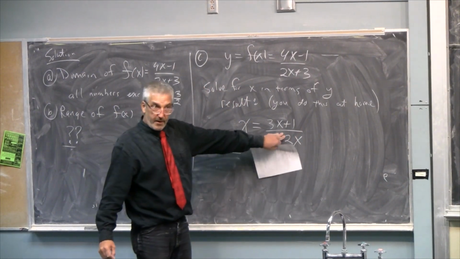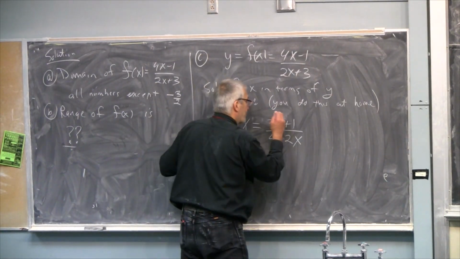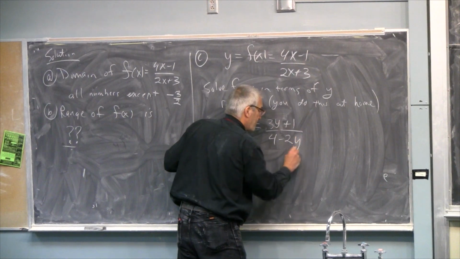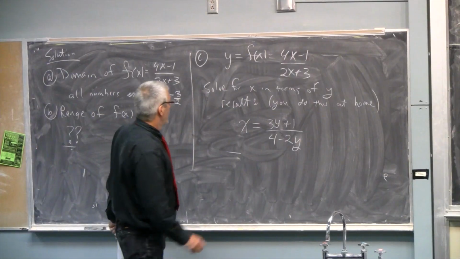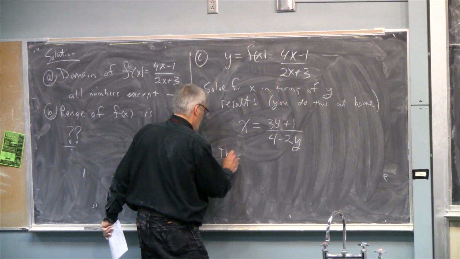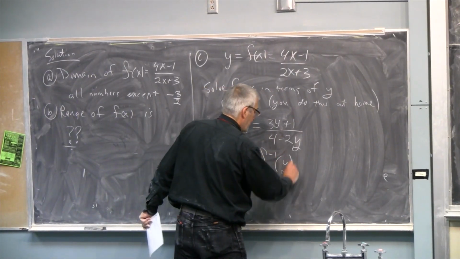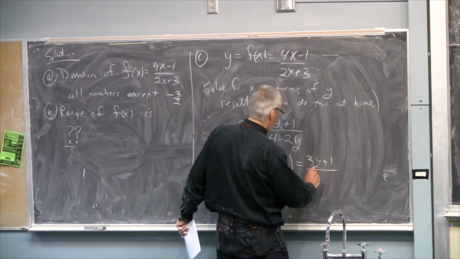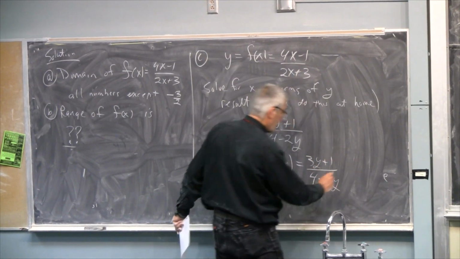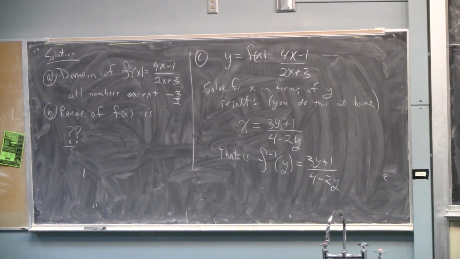So that baby right there, that's F inverse. I'm sorry, x equals (3y plus 1) over (4 minus 2y). Sorry, (3y plus 1) over (4 minus 2y). So that is F inverse of y is equal to (3y plus 1) over (4 minus 2y). So that's this business. We just did this. We solved it. We didn't. I did.